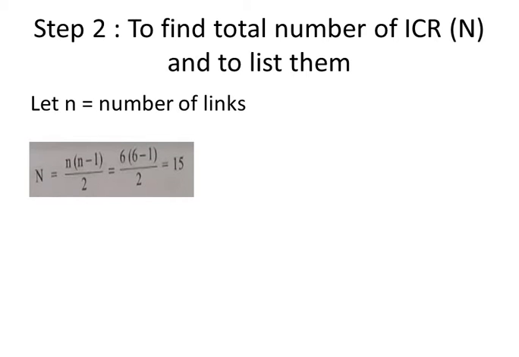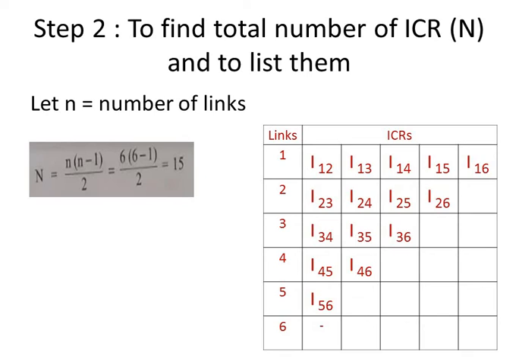So the formula to find the total number of ICRs, where capital N is the number of ICRs and small n is the number of links, is N = n(n-1)/2. So substitute n = 6 over here and solve this, it will give N = 15. So the total number of ICRs is equal to 15. Now we have to list all these ICRs. So we have to prepare this table.